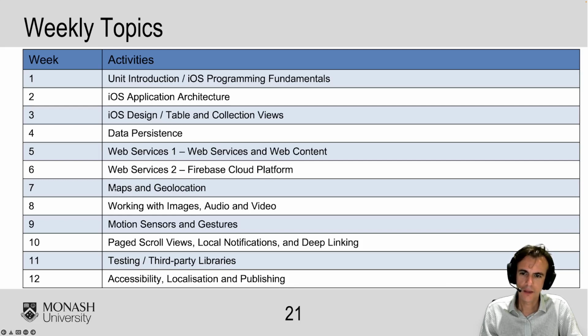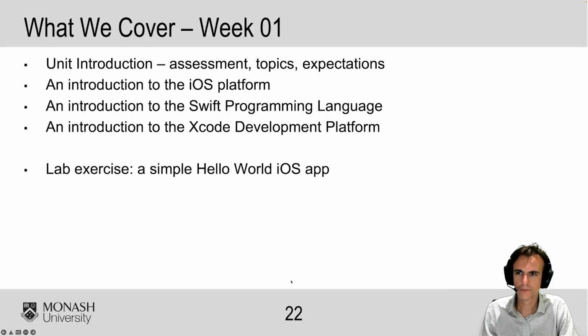for syncing. In the later weeks, you'll see there are topics that will be relevant to some apps but not others. So if you've got a map or geolocation component, then we cover that in week 7. Things like playback of audio and video and image displays in week 8, use of motion sensors and gestures in week 9, some other useful views like page scroll views, and then dealing with notifications and linking between apps is in week 10. And then in week 11 and 12, we cover testing and accessibility and localization, and also talk about how you publish apps on the store.